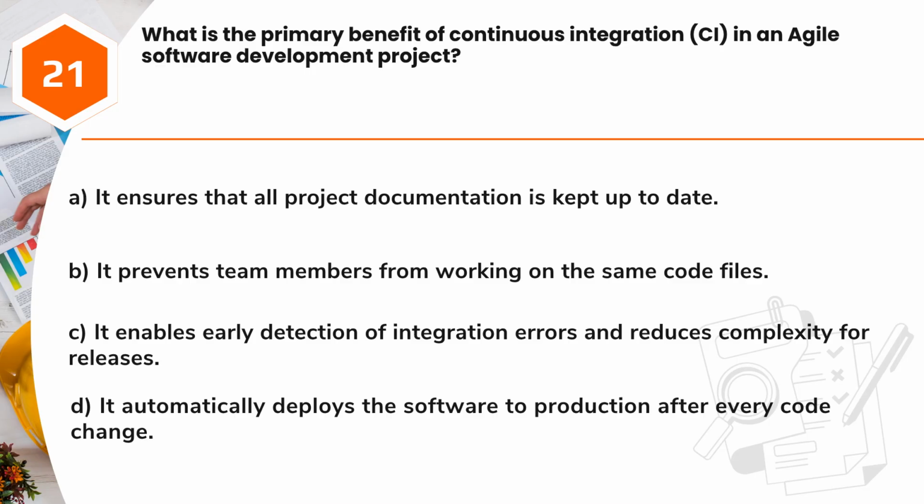Question 21. What is the primary benefit of continuous integration, CI, in an Agile software development project? A. It ensures that all project documentation is kept up to date. B. It prevents team members from working on the same code files. C. It enables early detection of integration errors and reduces complexity for releases. D. It automatically deploys the software to production after every code change.